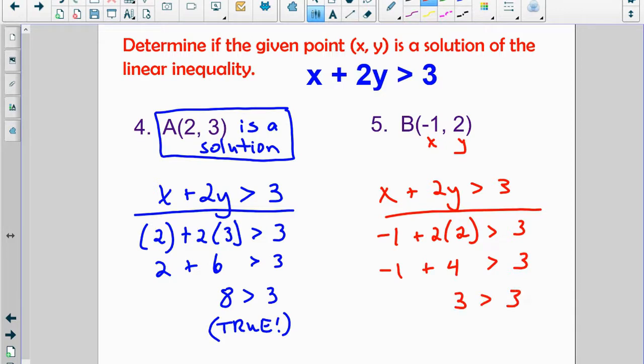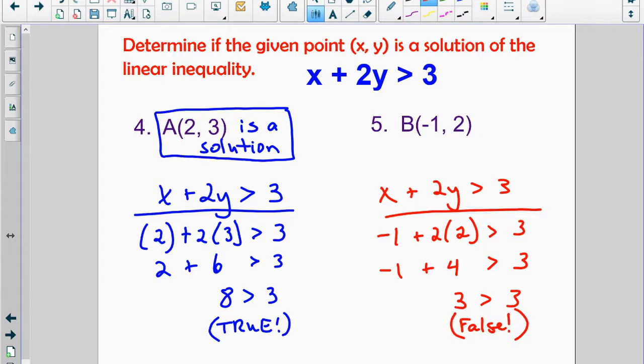So I get 3 is greater than 3. Now you might be tempted to think, oh yeah, that's true because I get the same number on both sides. Well, that's how it worked with equations. But with inequalities, remember, it's unequal, inequal, however you want to say it, they're not equal. So is 3 greater than 3? No, it's not. This would be a false statement.